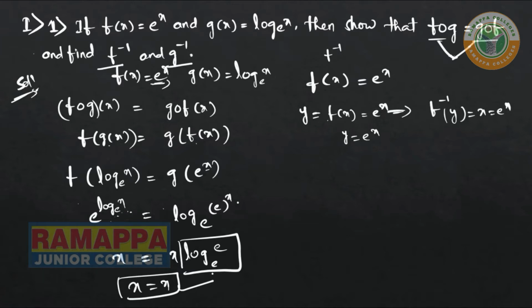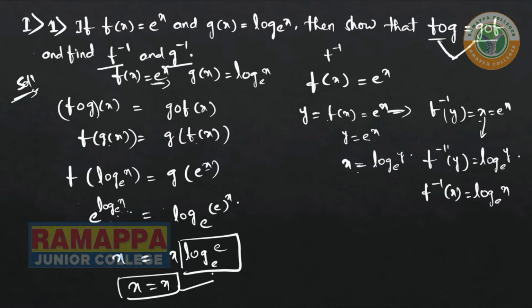Since y is equal to e power of x, I am writing it as x is equal to log base e of y. So f inverse of y is equal to x, which means log base e of y. So the value of f inverse of y is log y base e. Here we need to find f inverse of x, so f inverse of x is equal to log e x. We have to write it like this, and this is the answer.